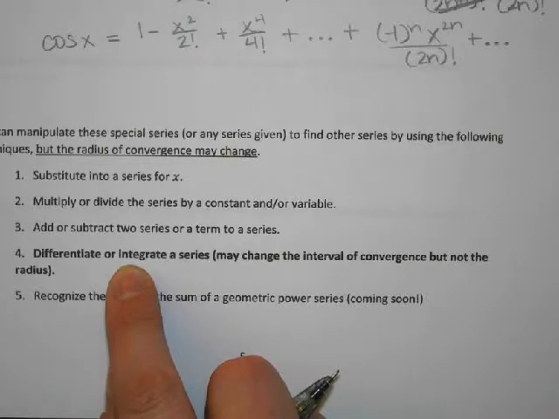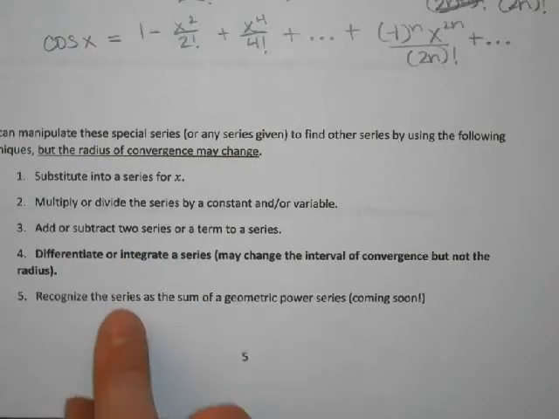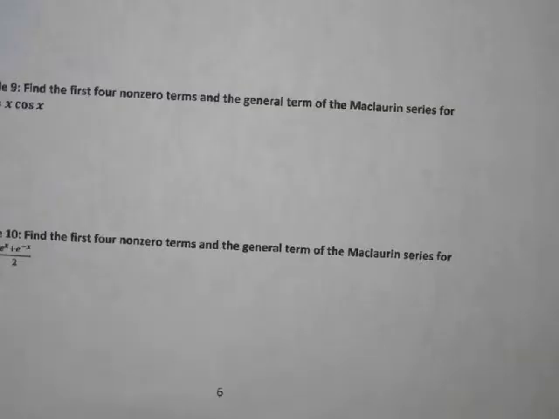So I would say highlight that, put a star next to it. This is the type of one that I think is a little bit less intuitive, but it shows up a lot. And number 5 is to recognize the series as a sum of a power series, which is coming soon. We haven't done that yet. Okay, next page, almost done.